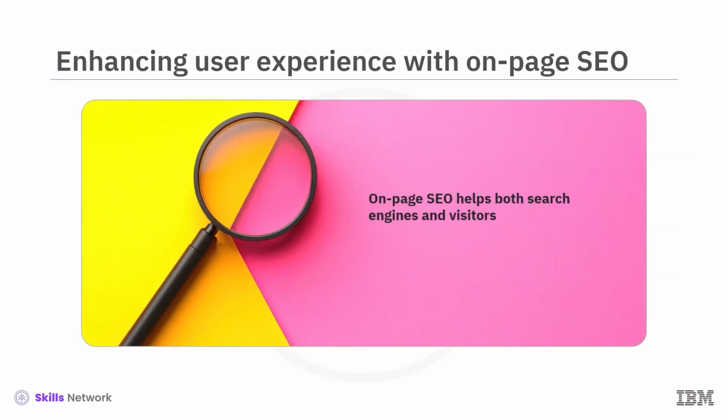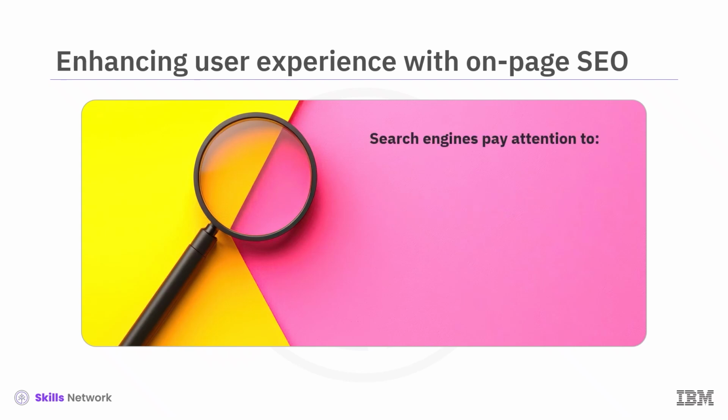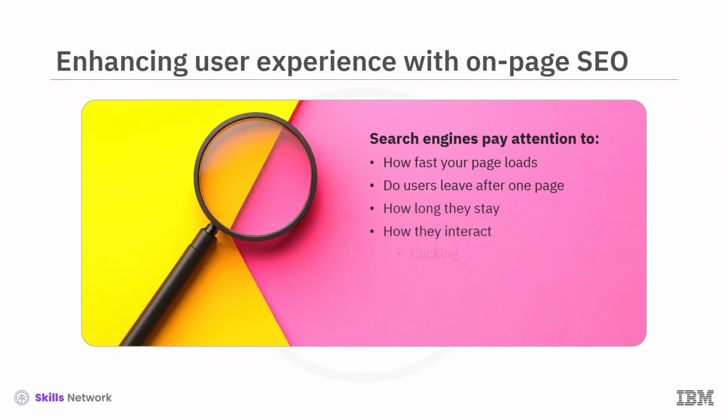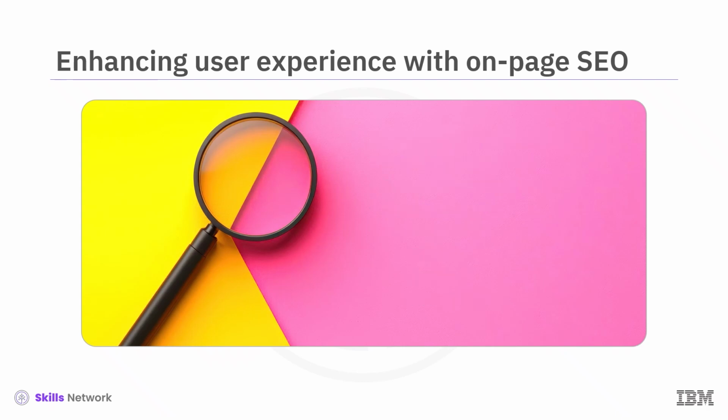On-page SEO isn't just for search engines, it also helps your visitors. Search engines pay attention to how people use your site. For example, how fast your page loads, the faster the better. Do users leave after one page? You want fewer to do that. How long do they stay? Longer is better. How they interact, such as clicking, scrolling, or filling out forms. More is good. When your site is easy and helpful for users, search engines reward you with higher rankings.